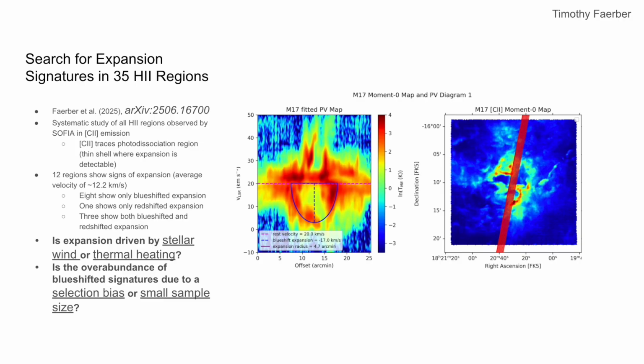For this work, we used archival C II, or ionized carbon, emission data from SOFIA, which is a now decommissioned observatory, and we wanted to look for signs of expansion in these H II regions along their outer edges and rims where we can see this C II emission.